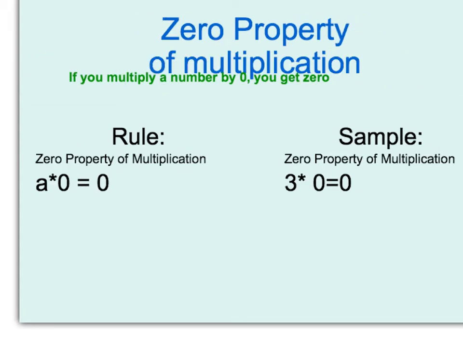And the next property is the zero property of multiplication. That just states that if you multiply a number by 0, you get 0. Again, you know this property, but you need to be able to identify it. So any number a multiplied by 0, you always get 0. 3 times 0 is 0.